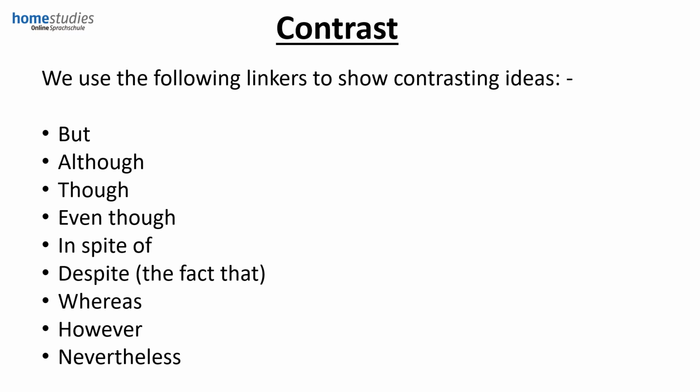Now today we're going to look at linking words for contrast, purpose, reason and result. But let's start with contrast. These are the following words we use to show contrasting ideas. But is the most common and also the most informal way of showing contrast, and it's normally used to link two contrasting points within a sentence.